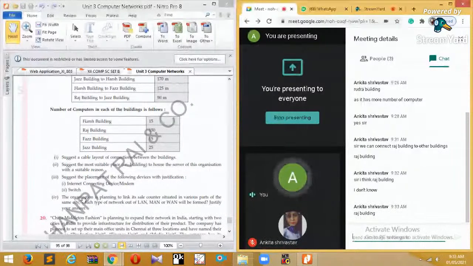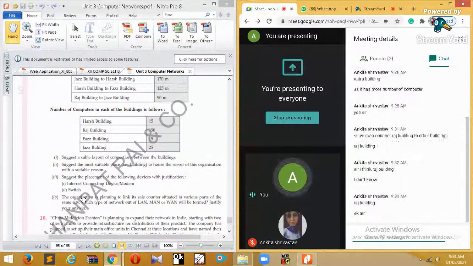So we can see there are several computers in each building. So basically, a hub or switch will be required for each building. The answer will be each building. For each building, we need a switch. Whenever we need to connect more than two computers, there we need a switch or hub.